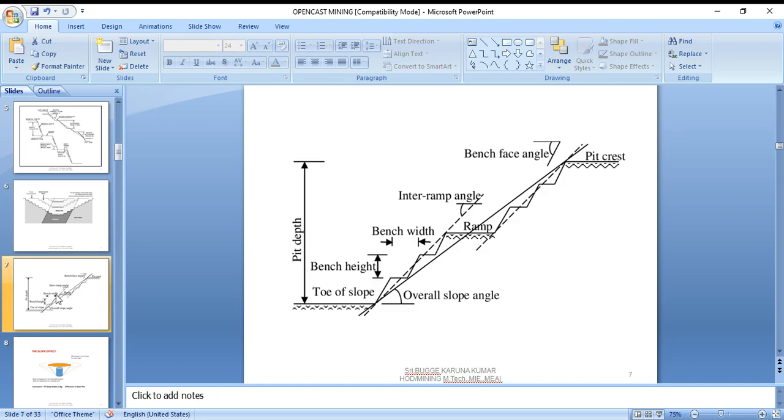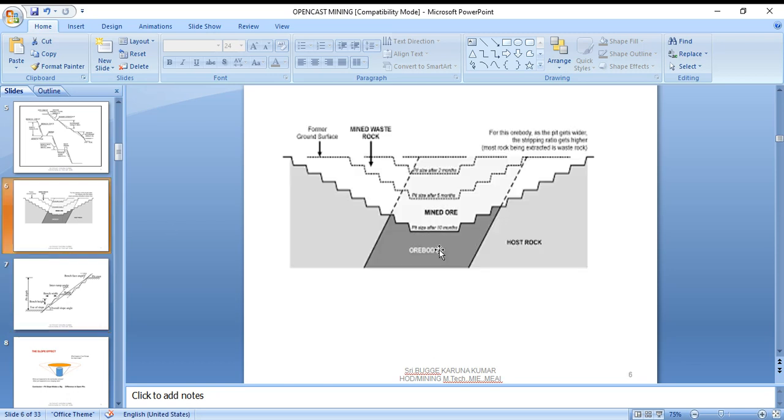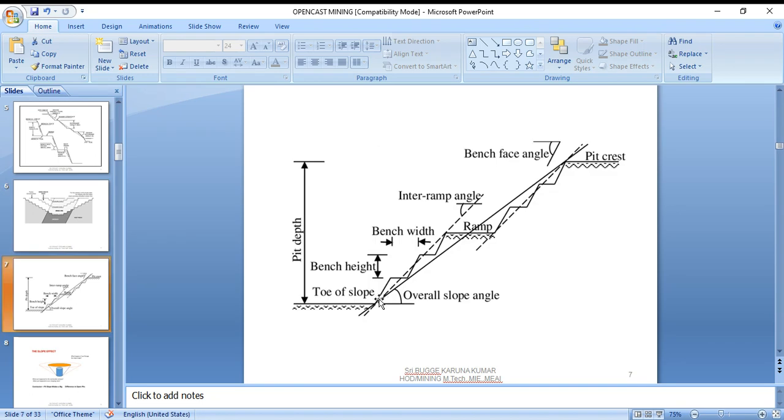And then the same is also shown here in a different fashion. This is the pit depth I am showing here. Top slope angle, overall slope angle. So this is the influencing factor. Here we see the same thing, I am showing here. So this is the overall slope.